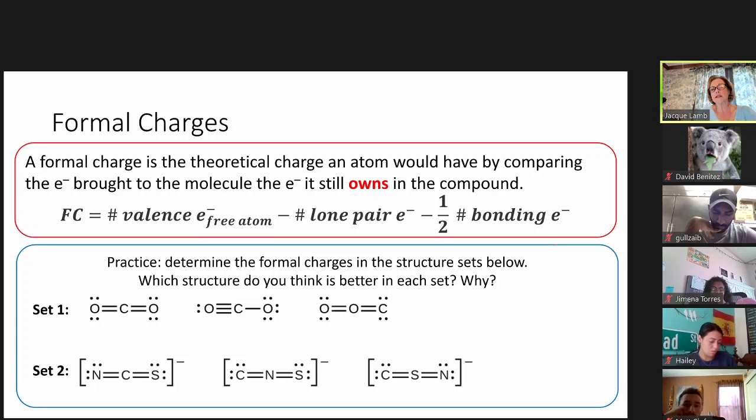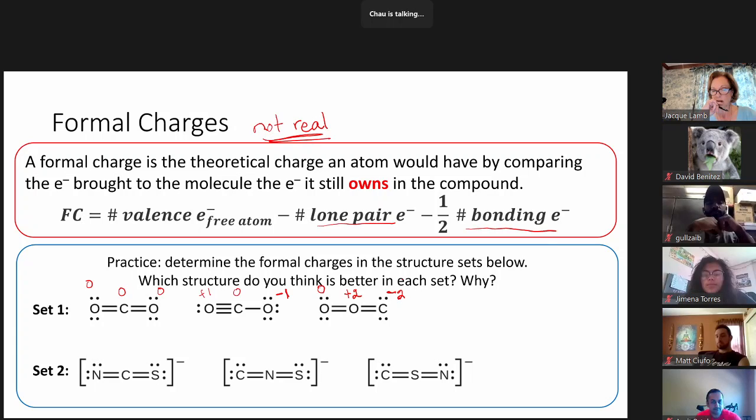Can you do the last one again? I'm sorry, this one, the OOC? Yeah. Okay, oxygen came with 6. We subtract half of each bonding pair, so we're subtracting 4, so 6 minus 4 is 2.